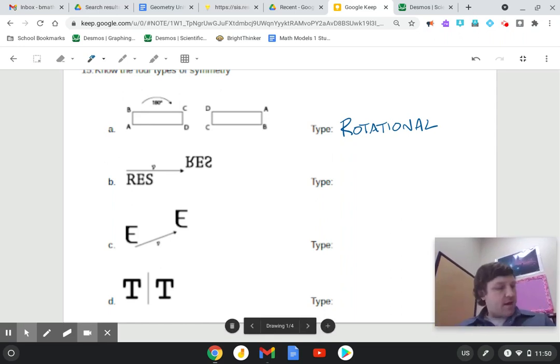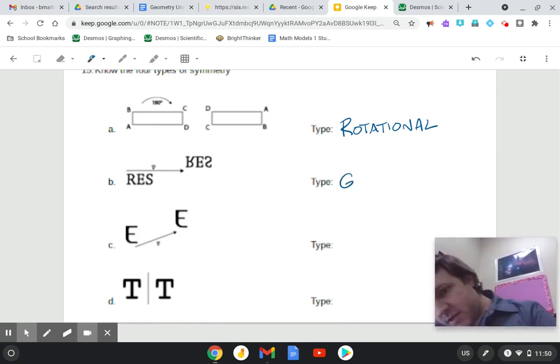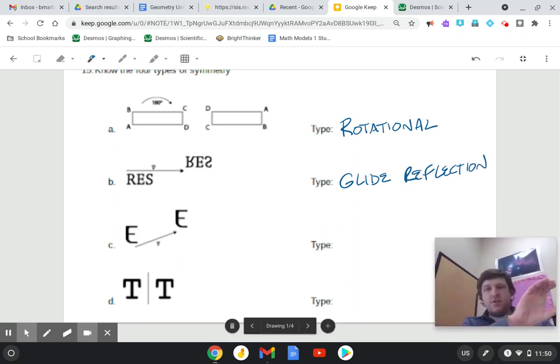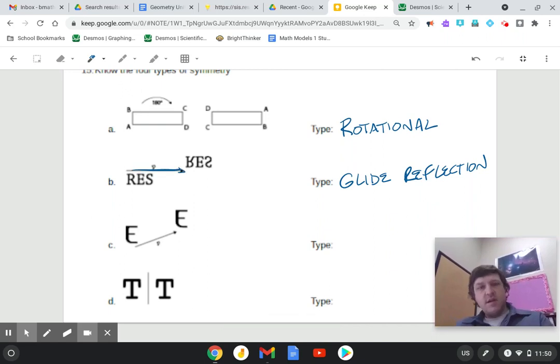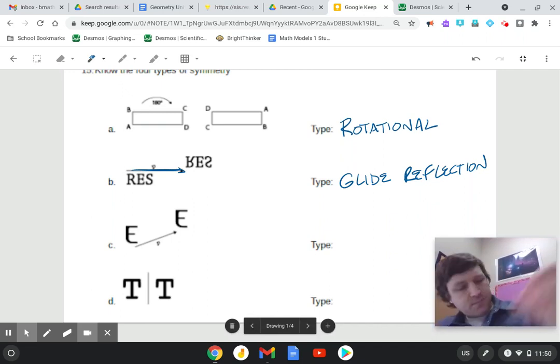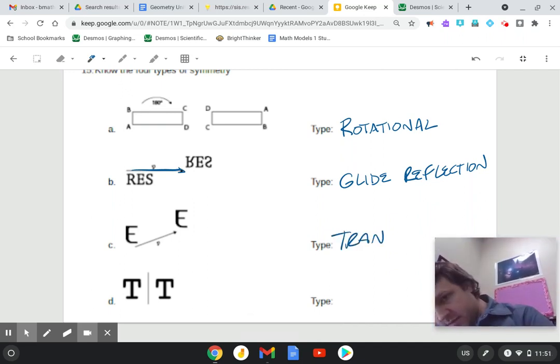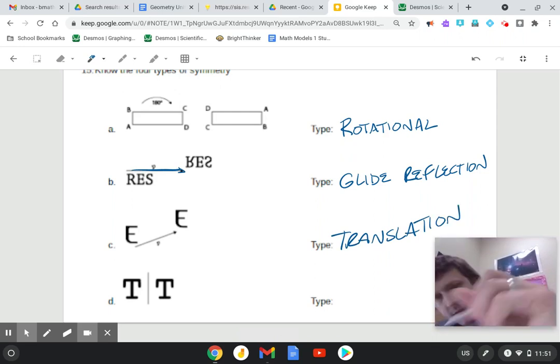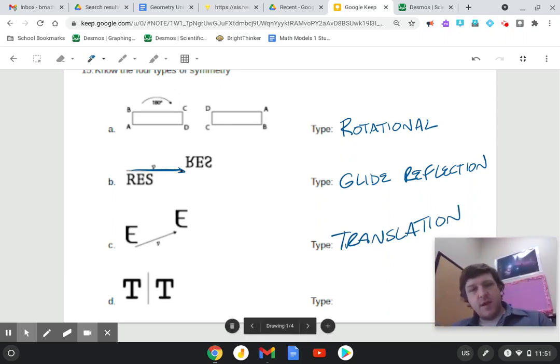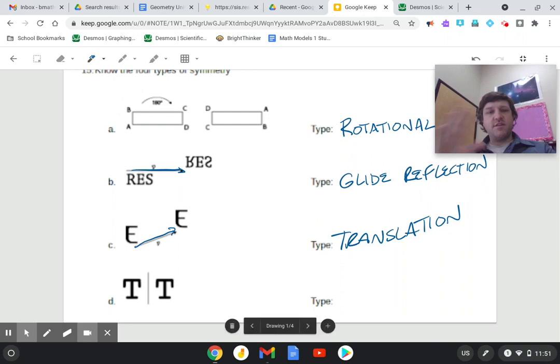Then you have glide reflection. Glide reflection is where the figure is shifted and reflected, which is what's happening to these letters. They've been moved along a vector, and then they've been reflected on the other side. Then you have just plain translation, which is what we did in the previous problem where we had the vector, and it's just that the figure has been moved or shifted somewhere. Not turned, not reflected, anything like that.